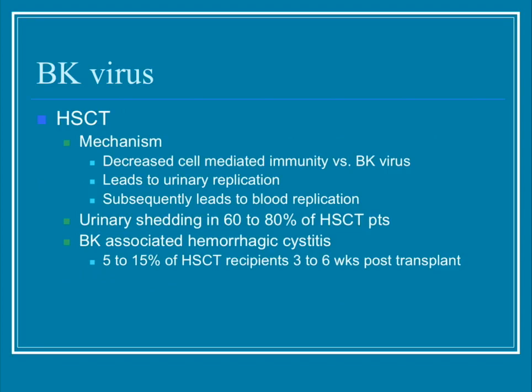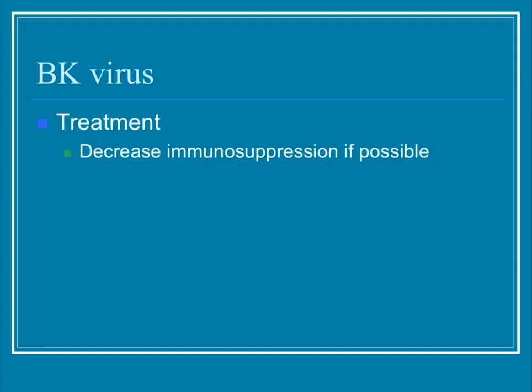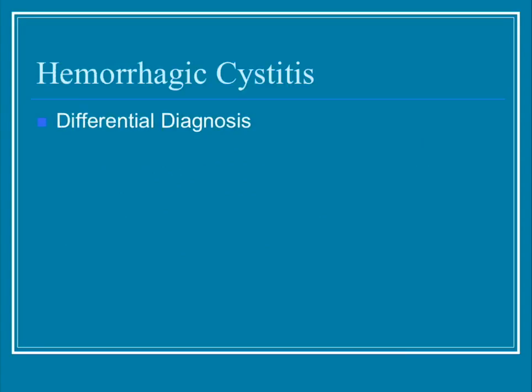In bone marrow transplant, how does it work? You lose your CMI, cell-mediated immunity, versus BK. You get increased replication in the urine, and then it replicates in the blood. So we have shedding quite a bit in our patient population, and our rate of hemorrhagic cystitis in all comers is up to 15%, 3 to 6 weeks post-transplant. Again, this should not happen right away. If something happens right away, it's not because of the BK, it's because of other problems, which we'll talk about in a moment. How do you treat it? The best way is to decrease immunosuppression. Otherwise, there are complicated algorithms looking at the use of cidofovir and other drugs.